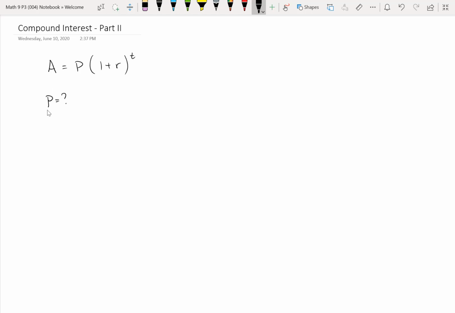think about what the formula is saying. The accumulated amount is equal to the principal times some quantity. That quantity is 1 plus r raised to the power of t. So we just need to divide both sides of that equation by 1 plus r to the power of t, and we're going to get the principal is equal to the accumulated amount divided by 1 plus r to the power of t. So let's go through an example.